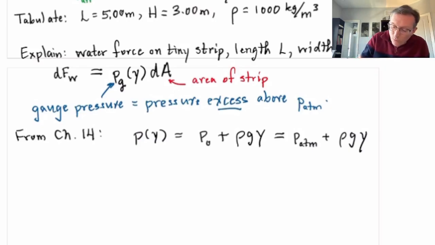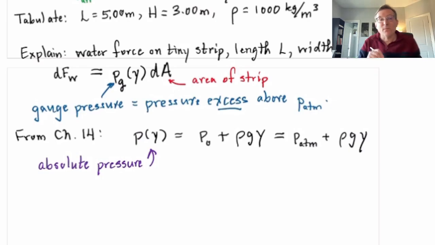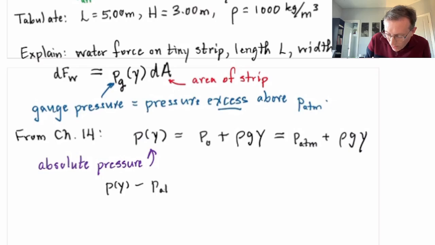So the pressure at height y, and this pressure is called absolute pressure, just the actual pressure at that height y, is equal to the pressure at the top of the tank, which happens to be atmospheric, plus the effect of the weight of the water down to y, and that's the rho g y term. Now what I want, though, is so-called gauge pressure from the water, the excess above atmospheric. Well, just take this equation and subtract P atmospheric from both sides. So the absolute pressure at y minus atmospheric pressure equals rho g y.